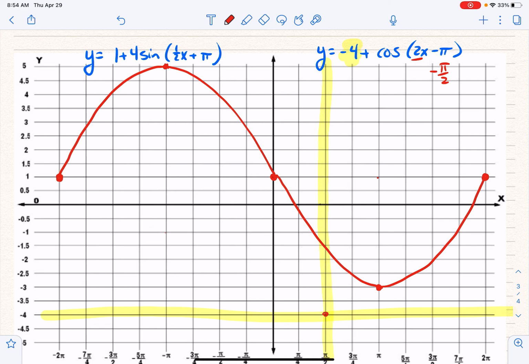Now cosine always starts above or below. Amplitude of this one is 1. It's going to start above. It's going to end at the same height, but I got to remember, okay, the b value is 2, so that means my period is pi. So it's going to end right here. Halfway between, it's going to hit the low point. Halfway between those, it's going to pass through the axes.